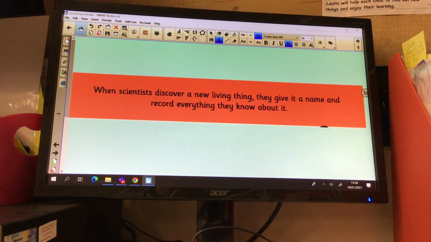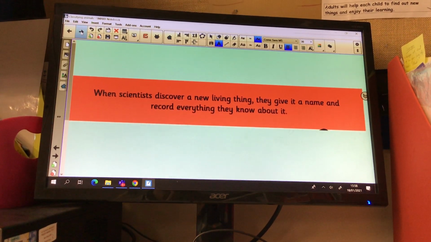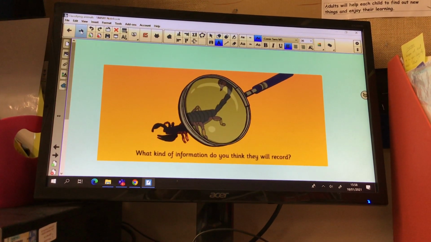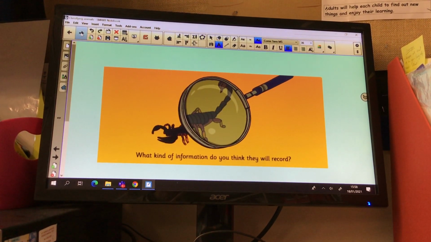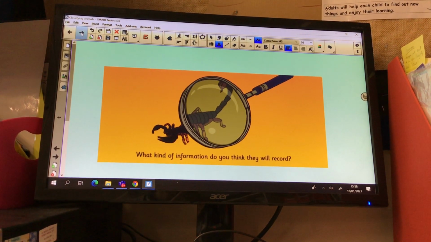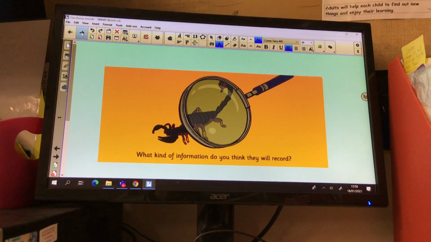Okay. When scientists discover a new living thing, they give it a name and record everything they know about it. So what sort of information do you think they might record about this? Yep, they might record how many legs it has, that it has 2 claws, that it has a sting in its tail, and that its shell is quite hard.